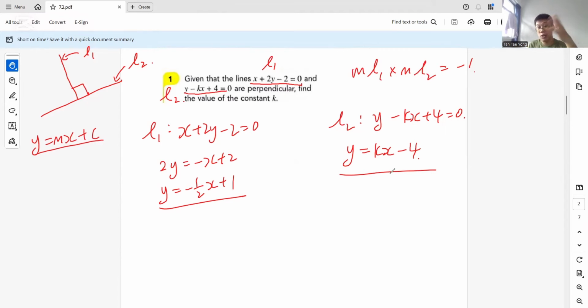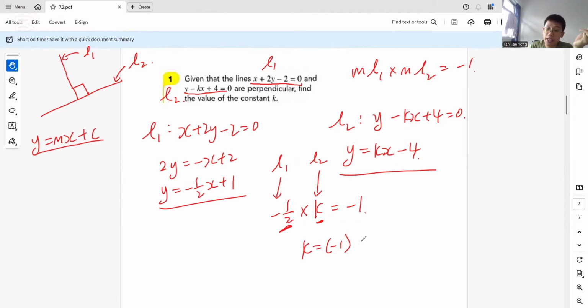Since these two lines are perpendicular, negative half times k equals -1. Negative half is from L1, k is from L2, the gradients of L1 and L2. So how do we find k? k equals -1 divided by negative half, which gives us the answer 2. So the value of the constant k is 2. That's for question 1.